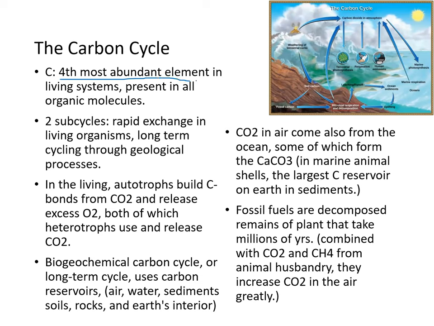What about carbon? Carbon is the fourth most abundant element in the living system and is present in all organic molecules. There are two subcycles: rapid exchange and long-term cycling through geological processes. In the living, autotrophs build carbon bonds from CO2, and heterotrophs use this glucose and release CO2. In the biogeochemical carbon cycle, or long-term cycle, carbon reservoirs include air, water, sediments, soils, rocks, and Earth's interior.